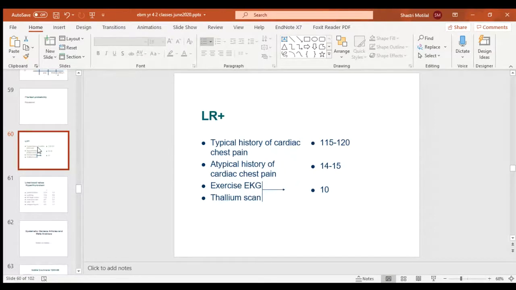You could see an exercise stress test, an exercise ECG is 10, which is kind of just cutting it. When a person gives a typical history of cardiac pain, pressing, squeezing pain in the middle of my chest, the positive likelihood ratio is 100. Is that good? That's very good.